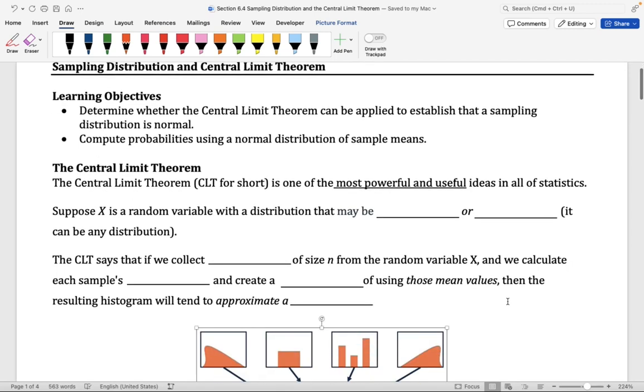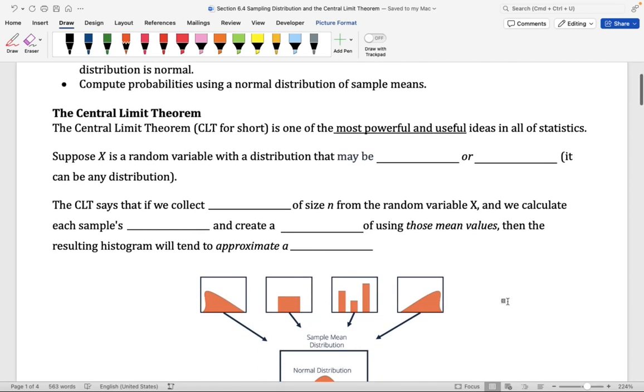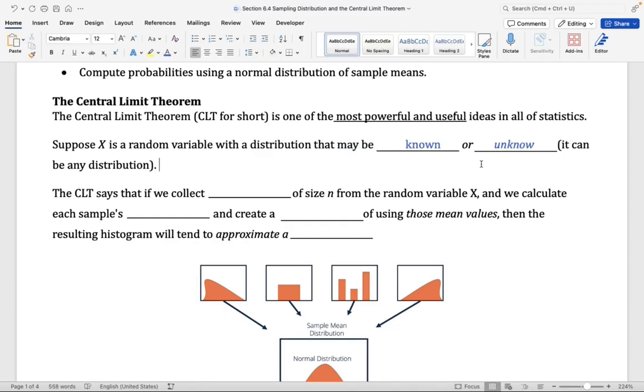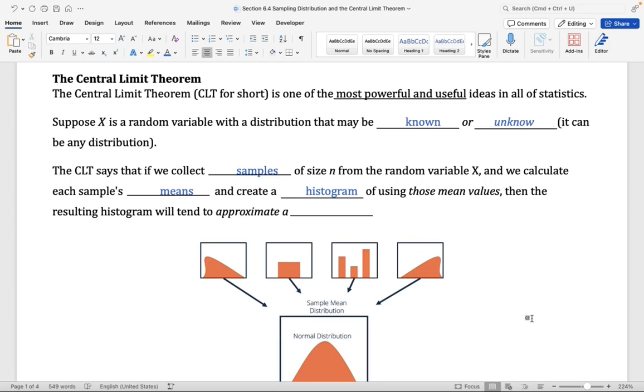Let's go ahead and start by talking about the central limit theorem. As I mentioned before, the central limit theorem is one of the most powerful and useful ideas in statistics. Here we're going to assume that x is a random variable with a distribution that might be known or unknown. It can be any distribution. The central limit theorem says that if we collect samples of size n for the random variable x, then we calculate the sample means and we create a histogram with these sample means, then the resulting histogram will tend to approximate a normal distribution.